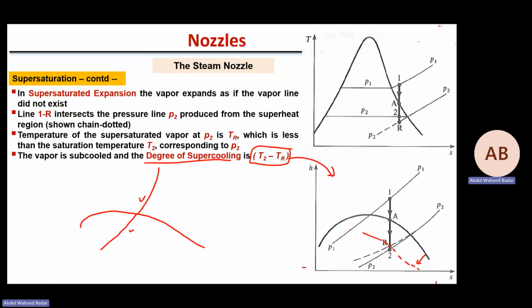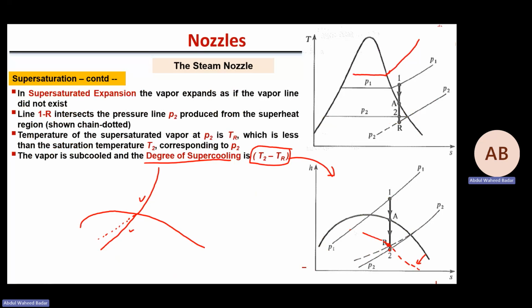Just like here, the shift is very clear. It was inclined, then it becomes exactly horizontal. Here, if there is no saturation curve, this pressure line will continue like this. In the actual HS chart, the saturation curve is extended further. So now in this case, point R is above point 2.